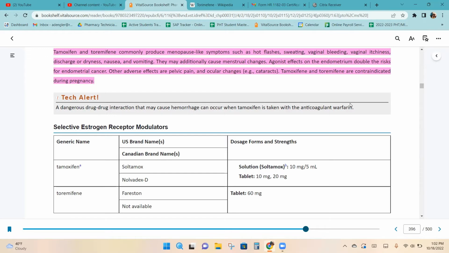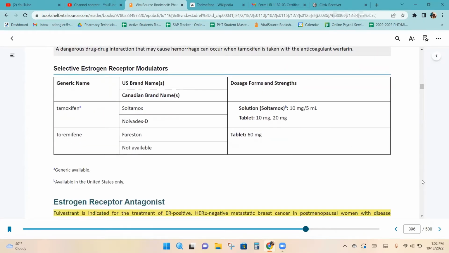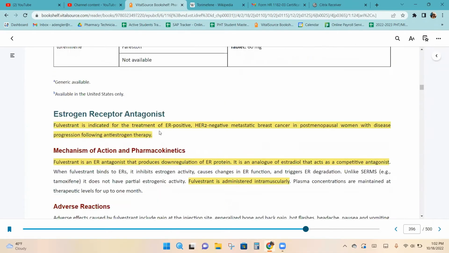A dangerous drug interaction can occur that may cause a hemorrhage when tamoxifen is taken with the anticoagulant warfarin. So for toremifene, the brand name is Fareston. That one is only available as a 60 milligram tablet. Tamoxifen is available as a 10 and 20 milligram tablet and as a 10 milligram per 5 ml solution.